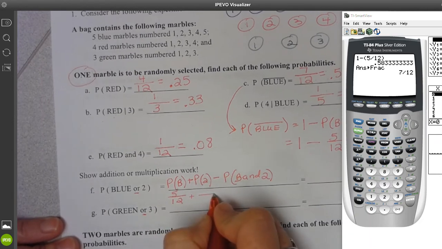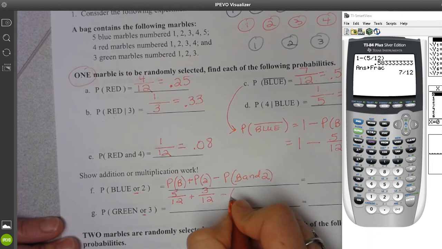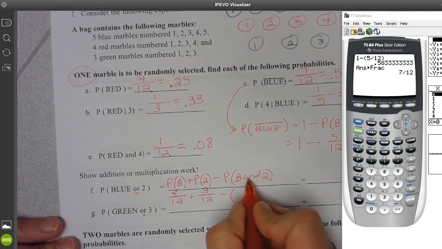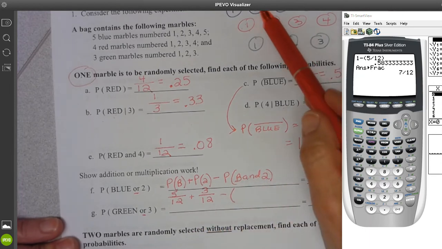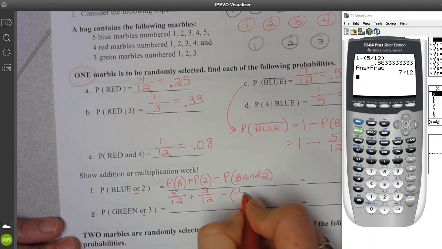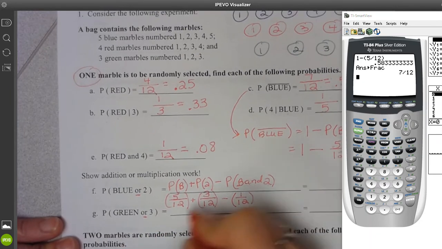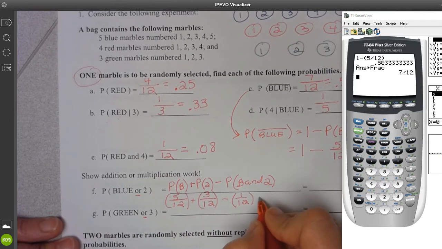Probability of getting a 2: there's 12 marbles and 3 have a 2, minus how many marbles are blue and 2. That's just this one right here, this blue marble with a 2 on it. So there's one of those out of the 12, and we can put these in parentheses if you want to. You don't have to, but if you're doing this on the calculator, you would want to do that.